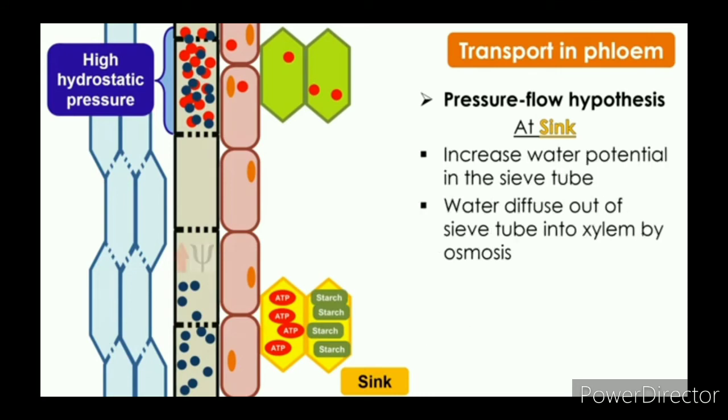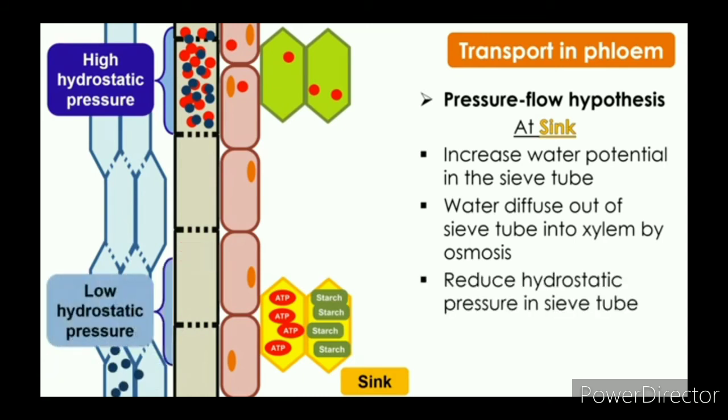Due to the removal of sucrose, the sieve tube now has a higher water potential compared to the xylem. So, water will move from the sieve tube back into the xylem down the water potential gradient, hence reducing the hydrostatic pressure inside the sieve tube.